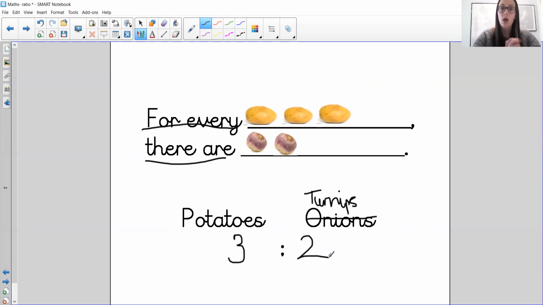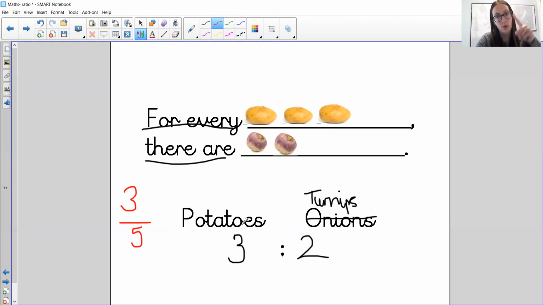3 to 2. What would my whole be? How many parts are there altogether? Well, 3 add 2, so it's 3 potatoes, 2 turnips. So altogether, my whole would be 5. There's 5 parts altogether. Right, bonus question for you then. What fraction of the vegetables are potatoes? Go. Well, I know that my whole is 5, because 3 add 2 makes 5. There's 3 potatoes, so 3/5 would be potato.